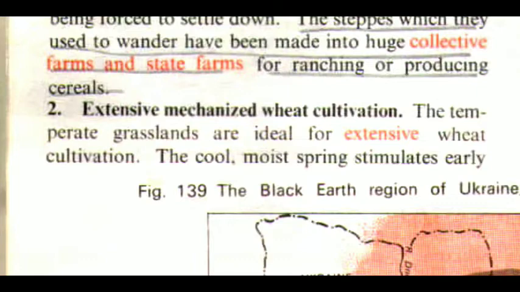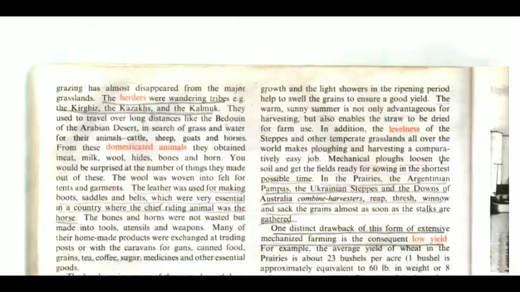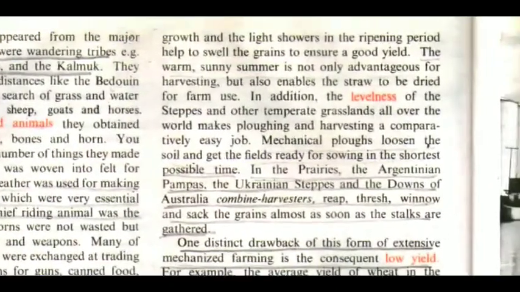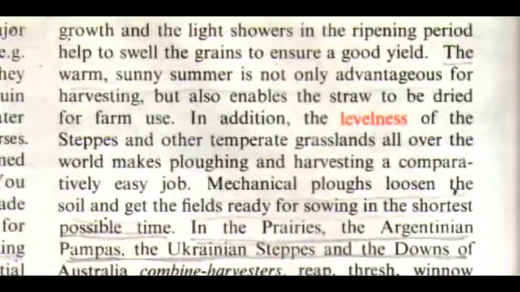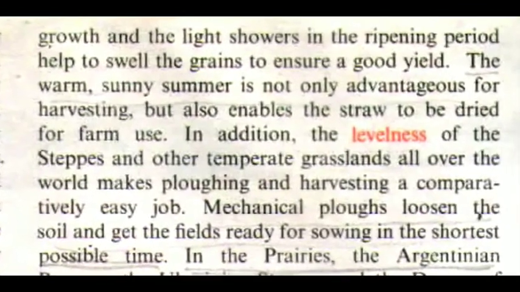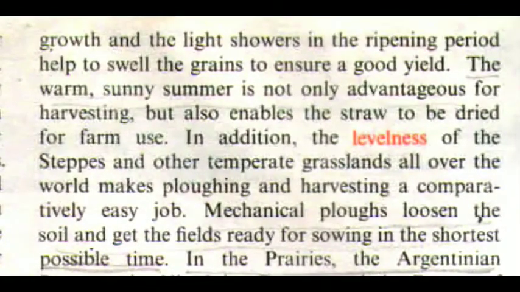The temperate grasslands are ideal for extensive wheat cultivation. The cool, moist spring stimulates early growth, and the light showers in the ripening period help to swell the grains to ensure a good yield. The warm, sunny summer is not only advantageous for harvesting but also enables the straw to be dried for farm use.